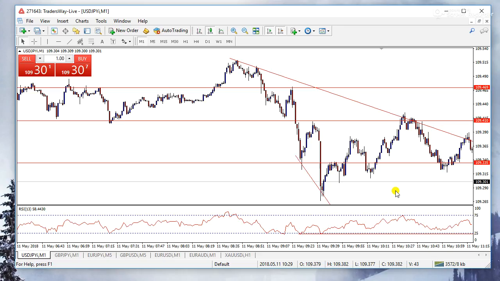So I know everything I just said may come off as a little bit confusing, so I'm going to break it down very simply again. Where do your take profit and stop loss go?